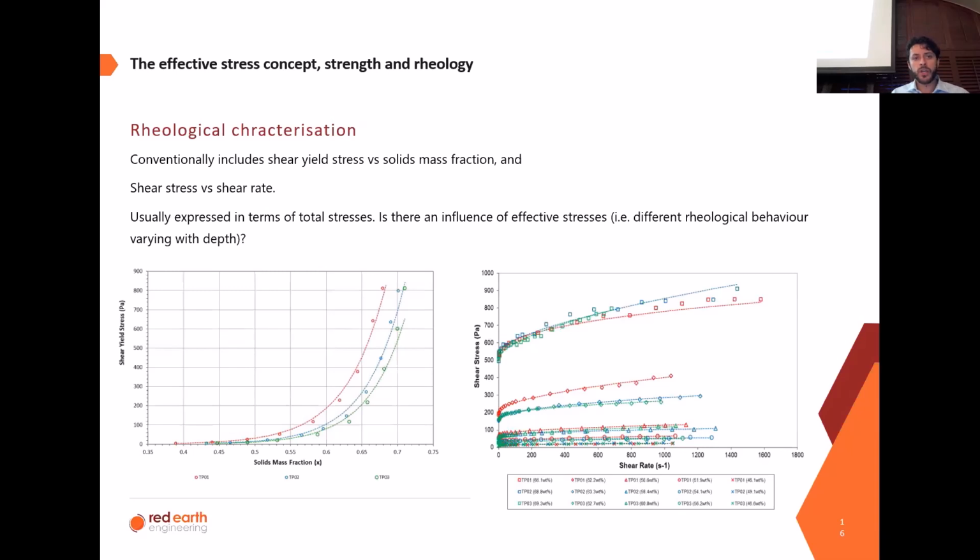Okay, so again, talking about the effective stress concept, strength, and rheology. Usually when you go to a specialized lab and you ask for rheological characterization, you're going to get something like this. You're going to get a yield stress curve that shows you the progression of strength with solid mass fraction, and you're also going to get a variation of shear rate with shear stress for different solids content, right? But we were told that soils are also affected by the effective stress concept, so we don't really get that information. So does it really apply?